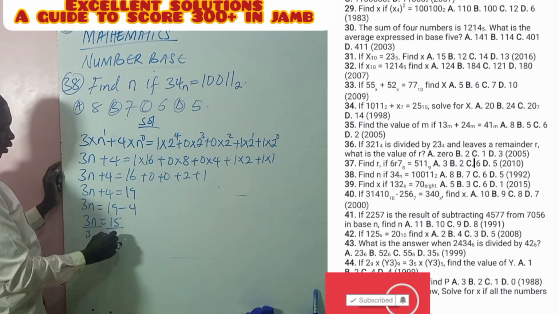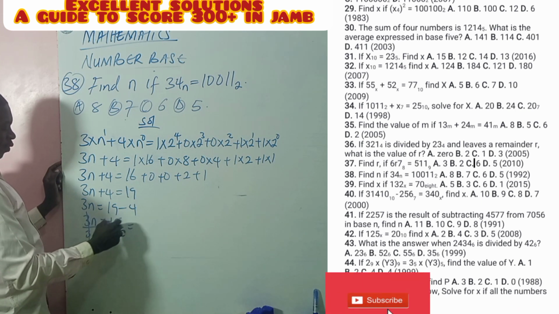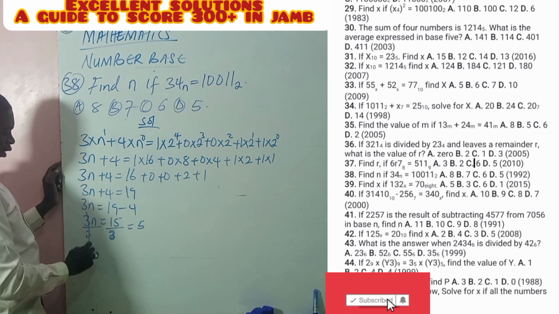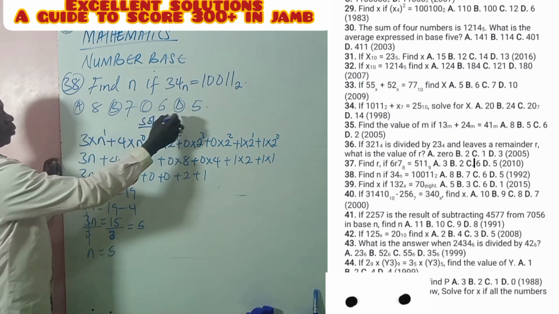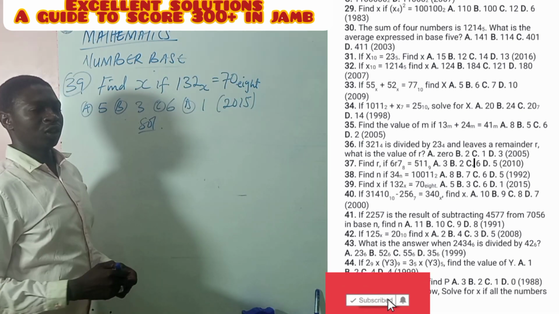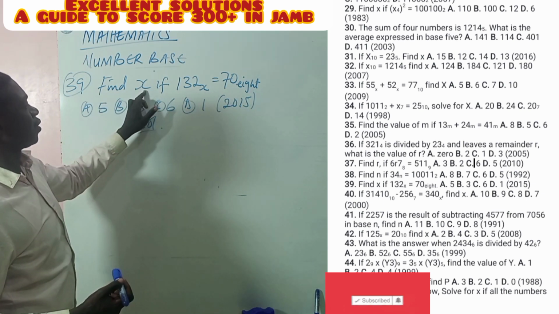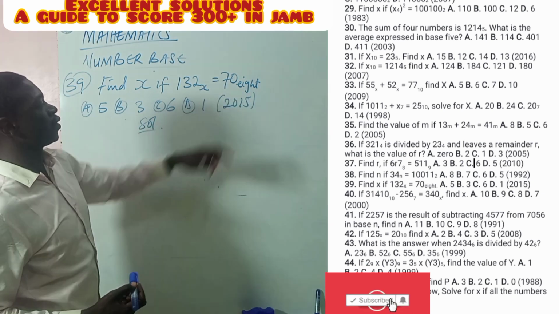Dividing both sides by 3, we have n equals 15 over 3, which is 5. Therefore, n equals 5. If we look at our options, in option D we have 5. The answer is D. Question 39 says, find x if 132 base x equals 70 base 8.